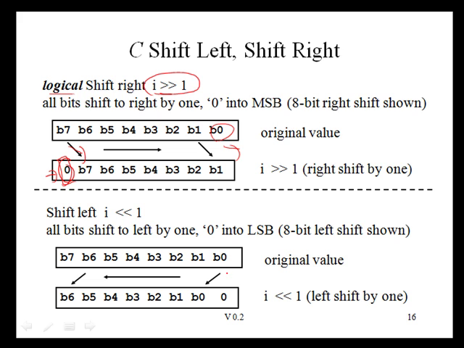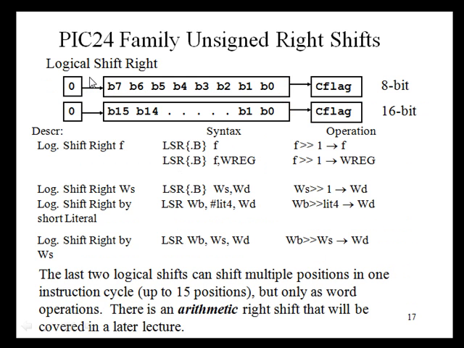All the bits are going to move to the left by 1 position. This most significant bit falls off the end, and we're going to get a 0 shifted into the least significant bit. This is the C language operator for a shift left, and this statement shifts the variable I to the left by 1 position. This slide shows PIC24 instructions that support logical shift rights.